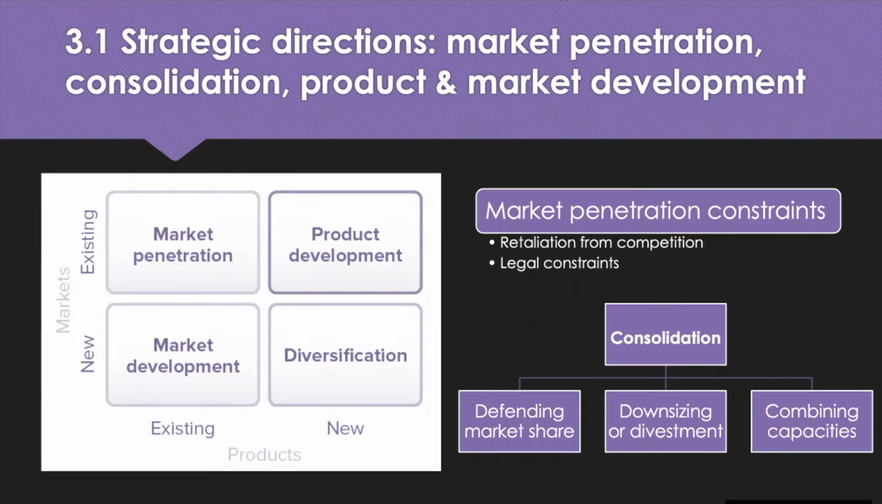You could downsize or divest. So if the size of the overall market is declining, you may opt to reduce the size of your operations by downsizing or selling off some of your activities. And the last one, in terms of combining capacities, sometimes consolidation can be used to describe a strategy that looks at buying out your rivals, especially in an industry facing decline. So you're acquiring the weaker competitors and closing any unproductive capabilities out there in the market.